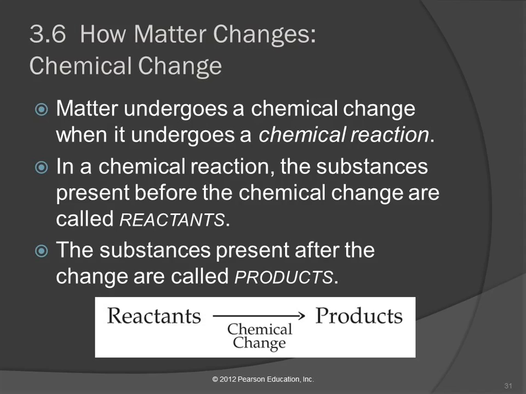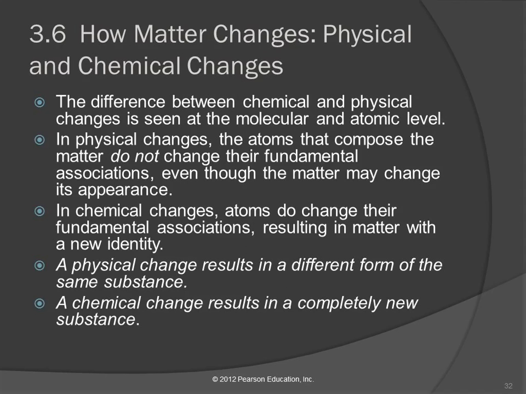A chemical change results in the substance being changed. And so we have what we start with, we call those the reactants, and what we end up with are called the products. So the reactants react to produce the products. You start with one substance, you end up with something else. And that's called a chemical change.